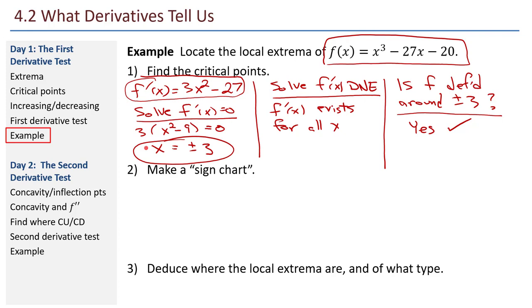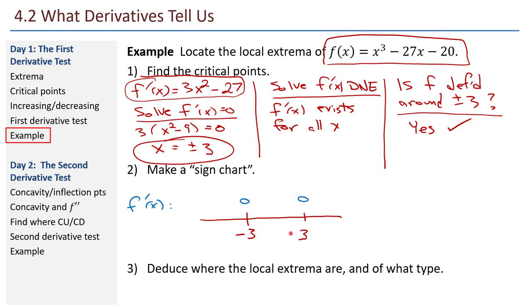The second step is to make a sign chart. Here's what I mean. Make a little segment of the x-axis and put down the x values where the critical points occur. Say -3 and +3. Now, we're going to determine the sign of f prime of x around those. So f prime of x. Is it positive, negative, 0? Well, the derivative at -3 is 0, and the derivative at +3 is 0. I can put those down.